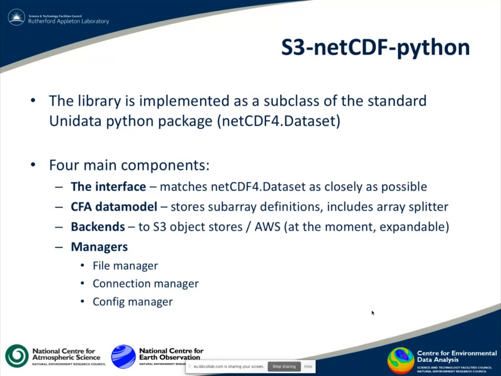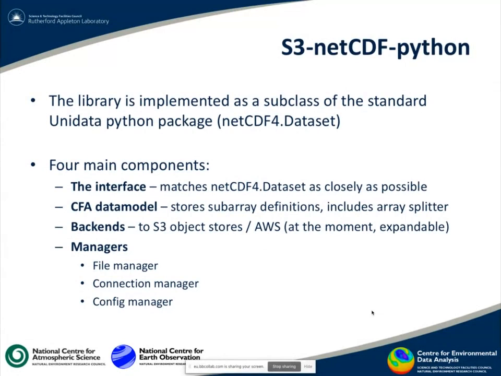It consists of 4 main components. There's the interface, which, as I said, matches the Dataset as closely as possible. There's something called the CFA data model, which I'll explain in a bit, and that stores the subarray definitions. It includes an array splitter that will split arrays in a default way, although users can also set the shape of each subarray. So this splitter determines the shape that each subarray fragment should be, but the user can also specify what shape they want that to be.